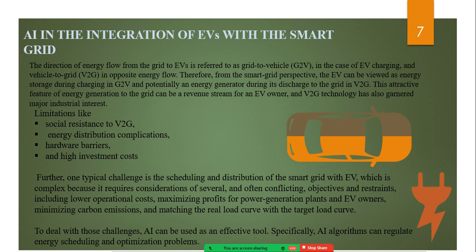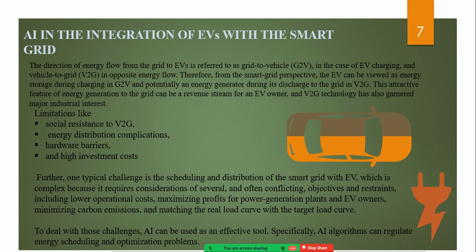Now, the next topic is artificial intelligence in the integration of EVs with the smart grid. There are two things, G2V and V2G. G2V is grid to vehicle and V2G is vehicle to grid. The direction of energy flow from the grid to EVs is referred to as G2V, while from vehicle to grid is referred to as V2G. So in the case of EV charging, V2G is the opposite energy flow.